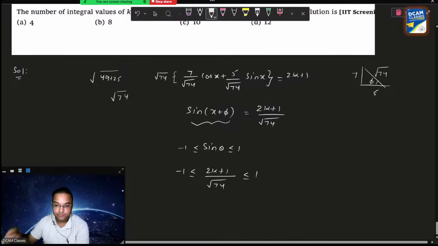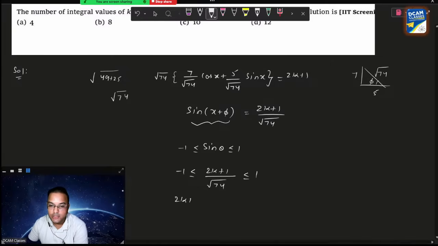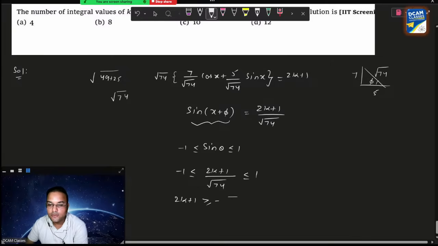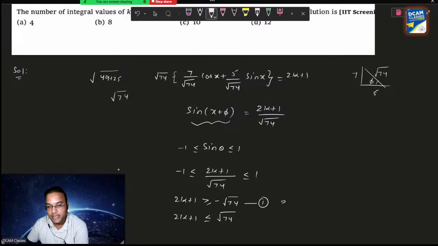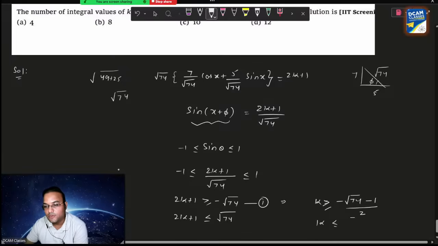So you'll have two inequalities. 2k plus 1 is greater than or equal to minus root 74, and 2k plus 1 is less than or equal to root 74. Accordingly, you have to find the values of k. That means from this we get k is greater than or equal to minus root 74 minus 1 upon 2, and k is less than or equal to root 74 minus 1 by 2.